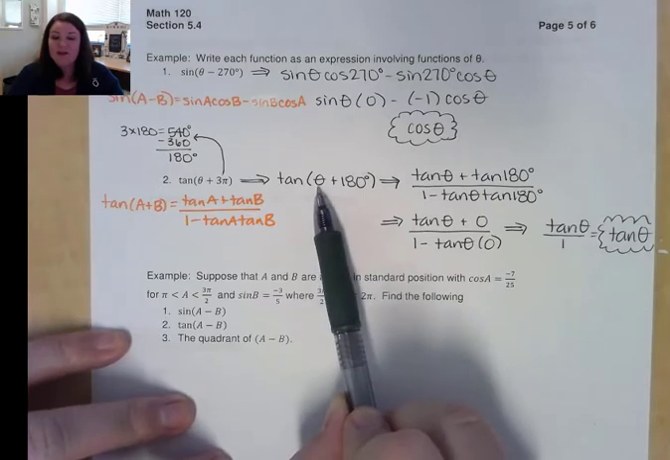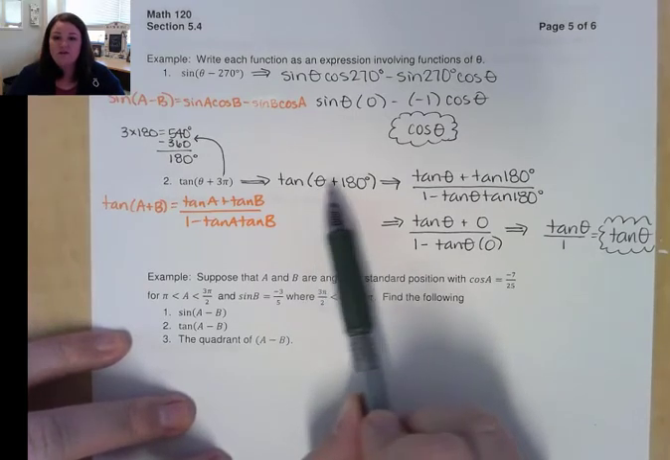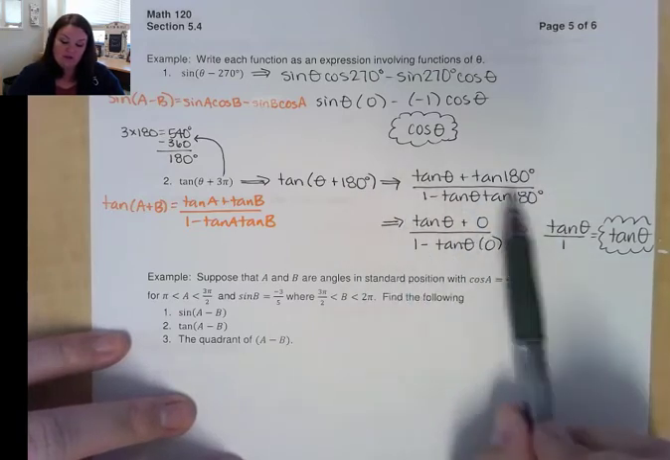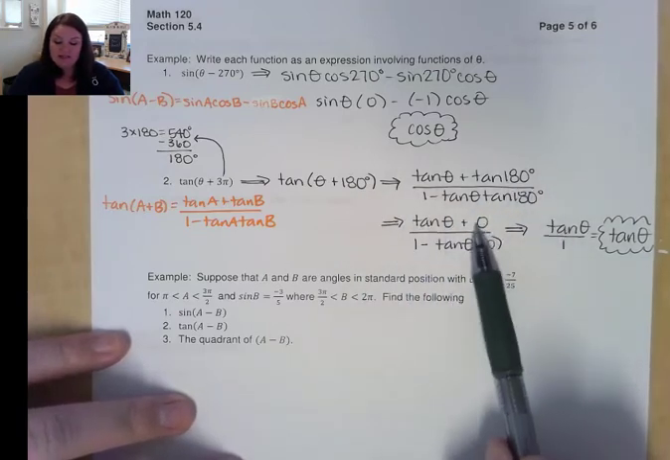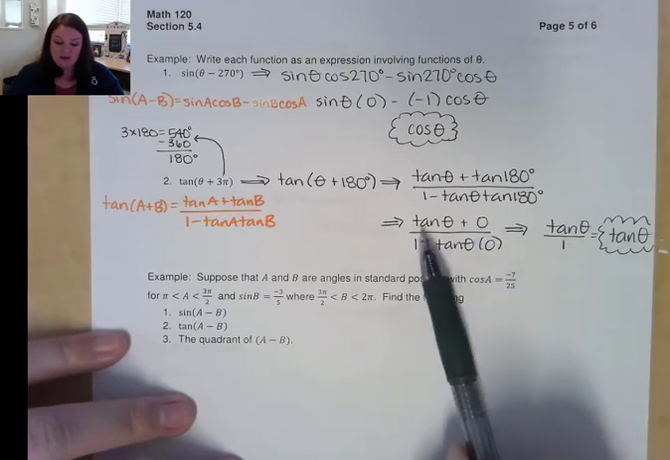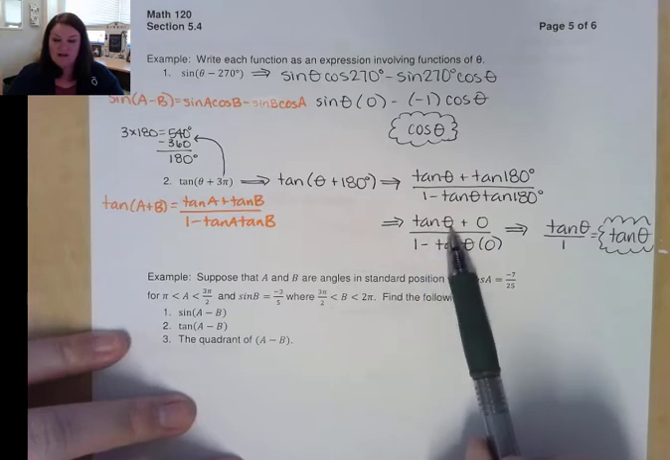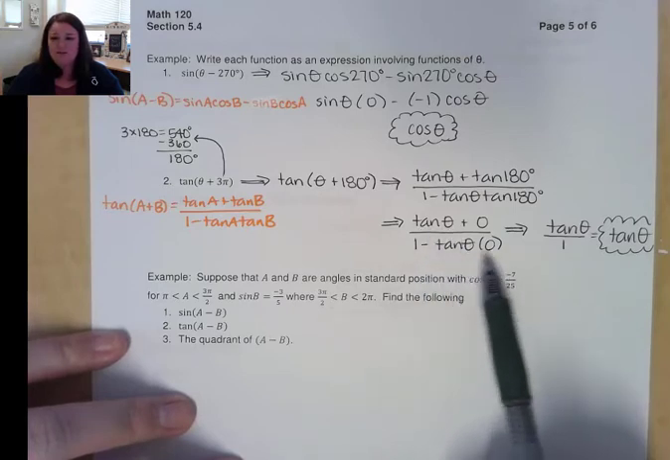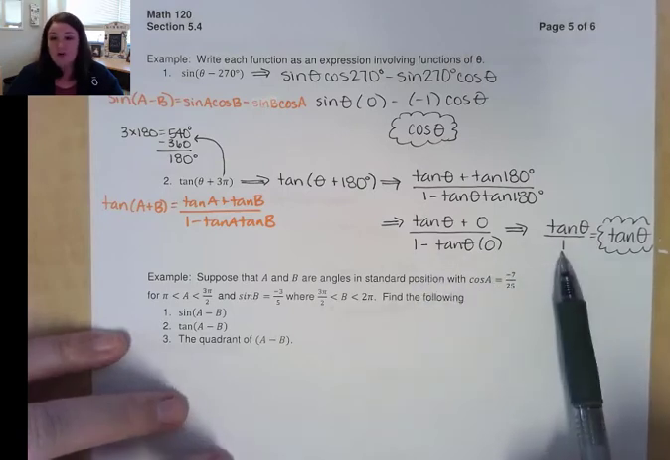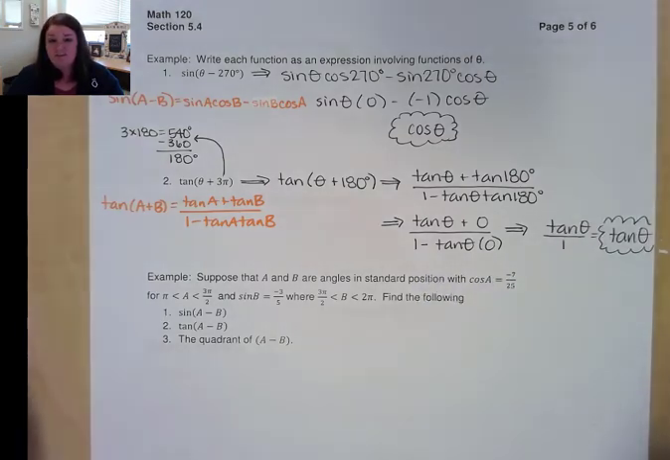And now I can plug theta in as my first angle and 180 in as my second angle. Once I plug those values in, I end up with a 0 for the tangent of 180 on top and bottom here, right? So the top just becomes tangent theta, and on the bottom, this second term just becomes 0, so I'm left with just a 1. And tangent theta over 1 is just tangent theta, right?